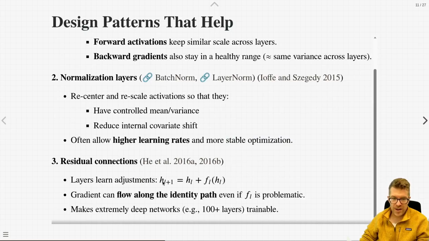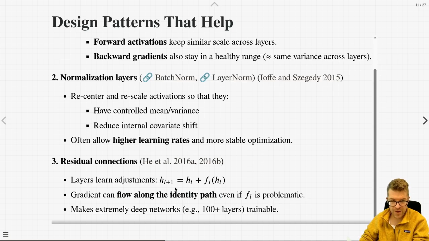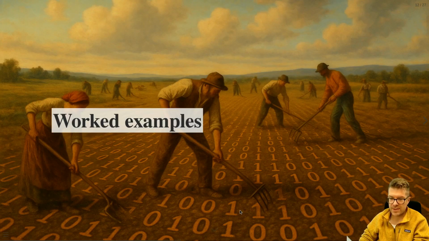Then residual connections are the ones in which we have layers that learn different adjustments. The layer at L plus 1 is the hidden layer L plus some function f of L applied to the hidden layer L. You can let the gradient flow along the identity path, one in which there are no products, if f of L is problematic. Otherwise, we can use some transformation function f. These residual connections allow for very, very deep networks. ResNets were some of the earliest ones that had hundreds of trainable layers. Let's see some examples to hammer this home.